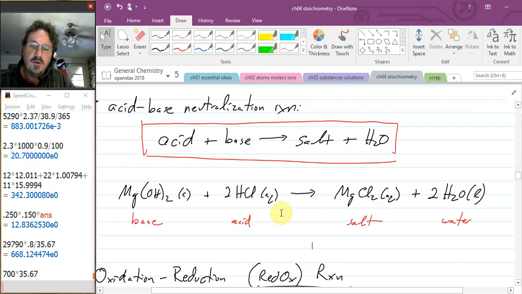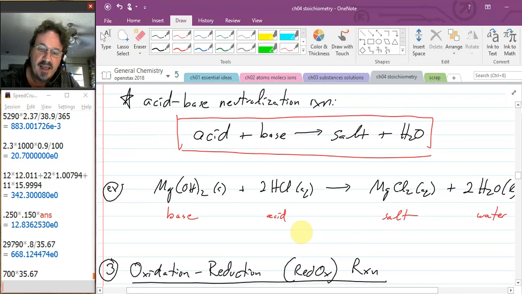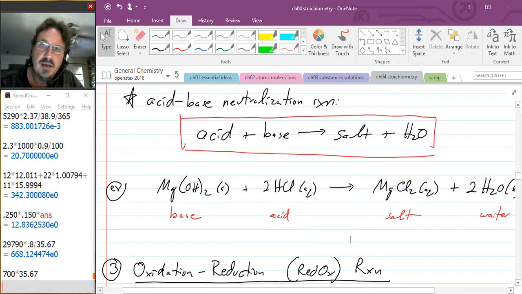All right, so those are typical neutralization reactions. You're getting a base reacting with an acid to give me a salt and water. And you should be able to recognize that. Of course, you have to recognize the acids and bases first.